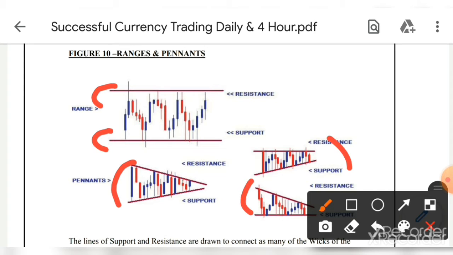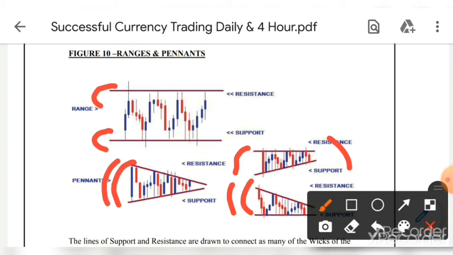So here we can see a situation in which both the resistance and the support boundaries are formed at 45-degree angles, whereas with these two, either the resistance or the support boundary is formed horizontally with the corresponding boundary being formed at a 45-degree angle. So these are the four main types of consolidation patterns, range setups, and three types of pennants that you will generally come across when trading the currency market every week.